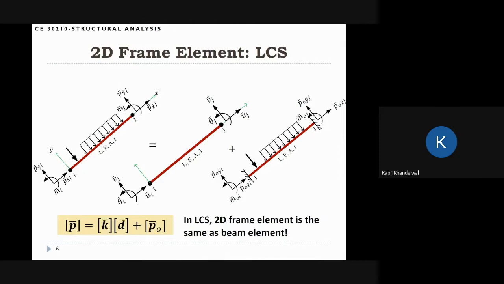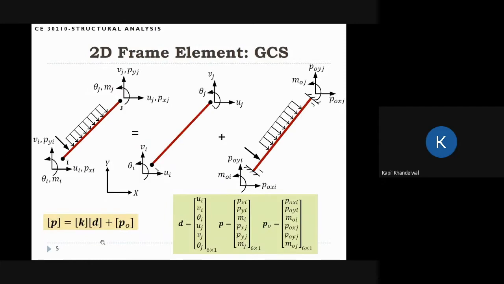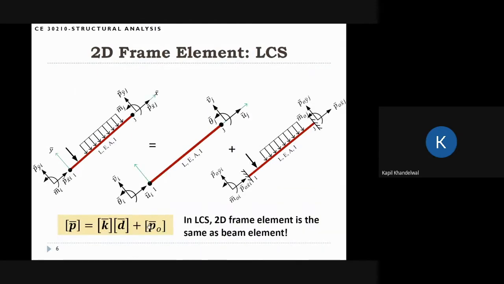But we are not interested in this relationship in the local coordinate system. We are interested in finding this relationship in the global coordinate system, because that is eventually what is needed to be assembled for the global structure. So let's try to figure out how we can find the information in the global coordinate system.